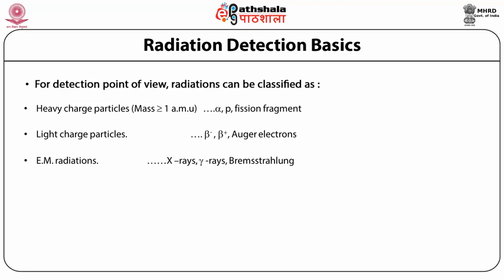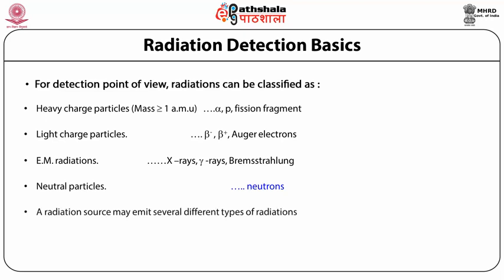Under this category we have X-rays, gamma rays, bremsstrahlung radiation, etc. Then we have neutral particles. Neutral particle means like neutrons. A radiation source may emit several different kinds of radiations.